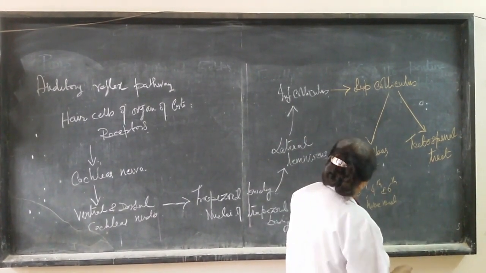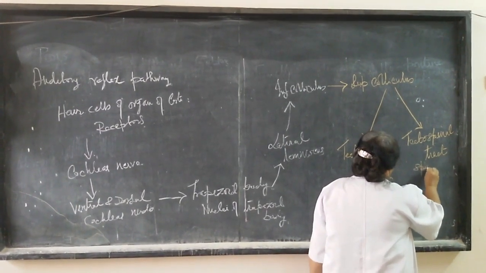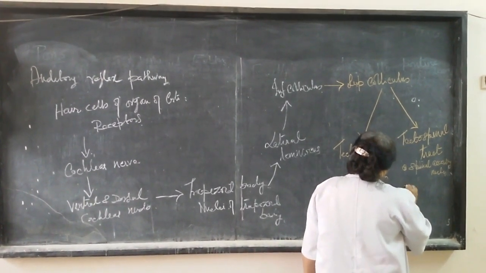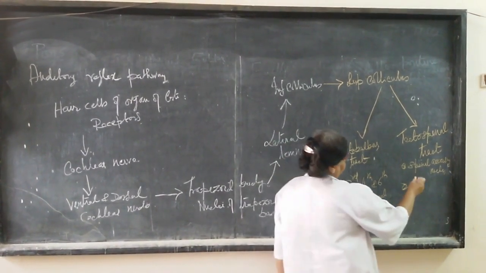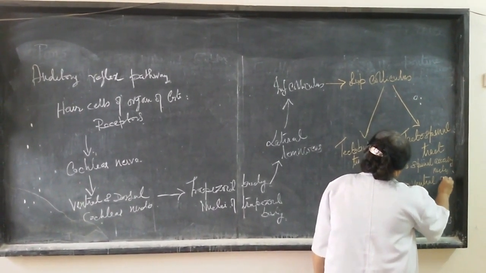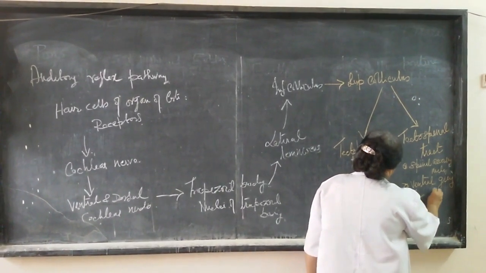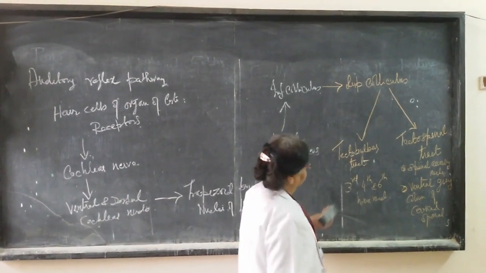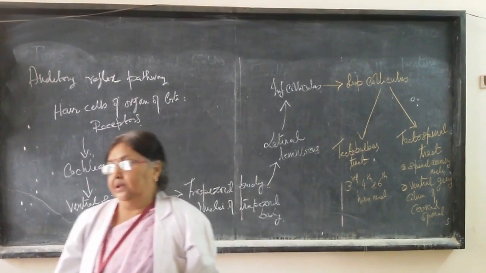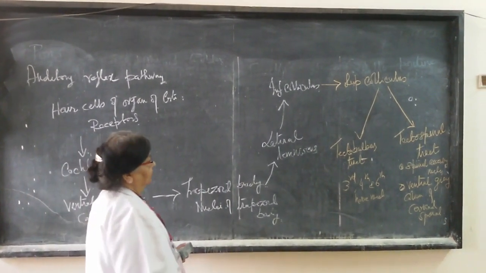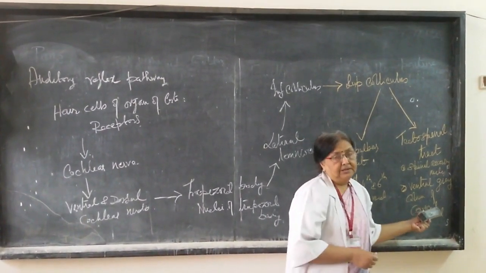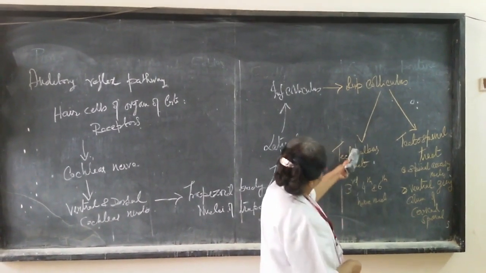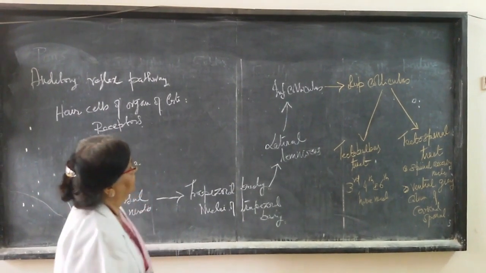The tectospinal tract goes to the spinal accessory nucleus and to the ventral gray column of the cervical spinal cord. The spinal accessory nucleus, we know, supplies the sternocleidomastoid and trapezius muscles, and the ventral gray column of the cervical spinal cord supplies the muscles of the neck. In this way, they help in turning of the head. And the tectobulbar tract helps in movement of the eyeball.